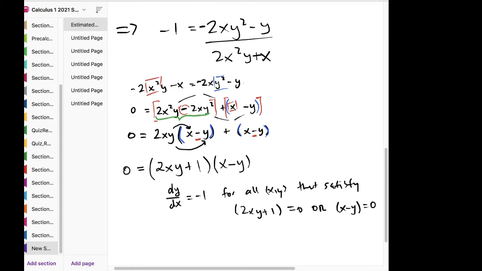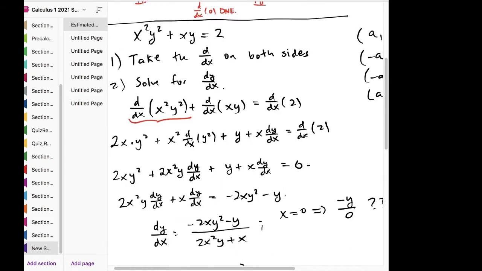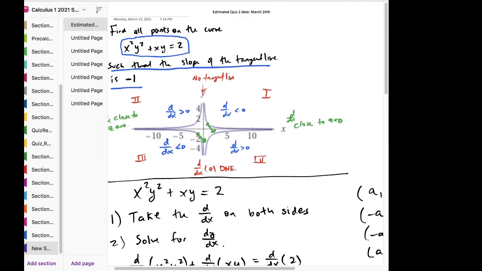This is just, I mean, that's what you do when you're factoring, right? If you have two factors whose product is 0, that means that one of them is 0 or the other one is 0. So either 2xy is equal to -1 or x is equal to y. However, I can't have x and y equal 0, right? Because that doesn't agree with our original graph.